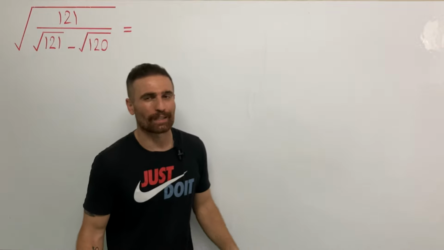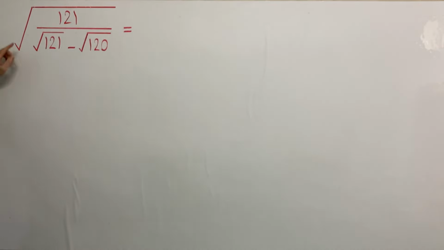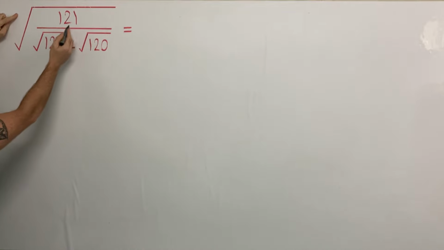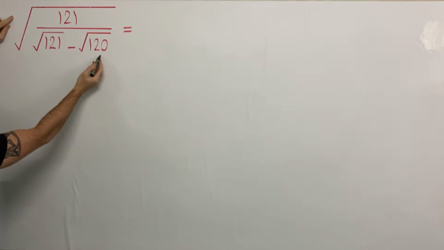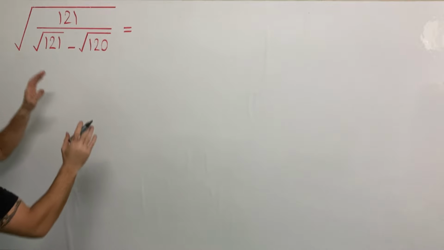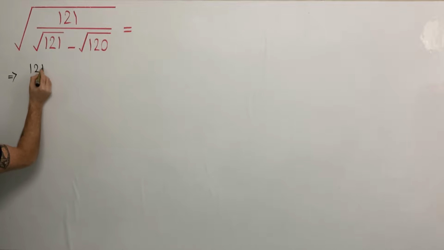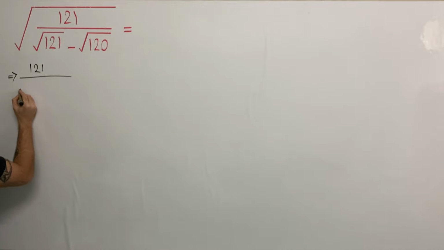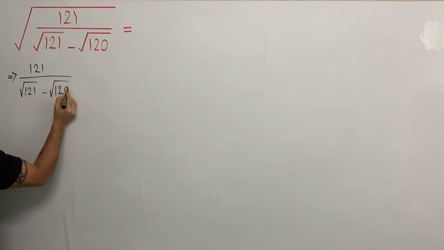But what is the question and where should we start the solution? The question says find the value of square root of 121 over square root of 121 minus square root of 120. I'm going to start my solution by working on this inner part. So let me rewrite it here. We have 121 over square root of 121 minus square root of 120.